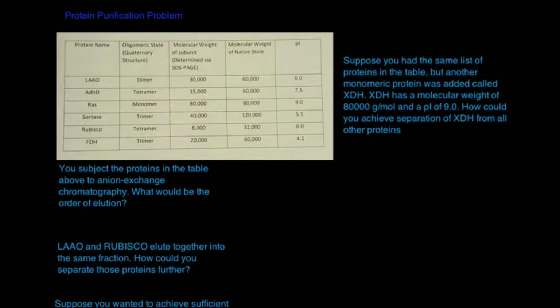Okay, so we're going to jump right into these questions down here and come up to this one at the end. You subject the proteins in the table above to anion exchange chromatography. What would be the order of elution? In a problem like this, when you're given some kind of chromatographic technique, what do you need to know? Several things.